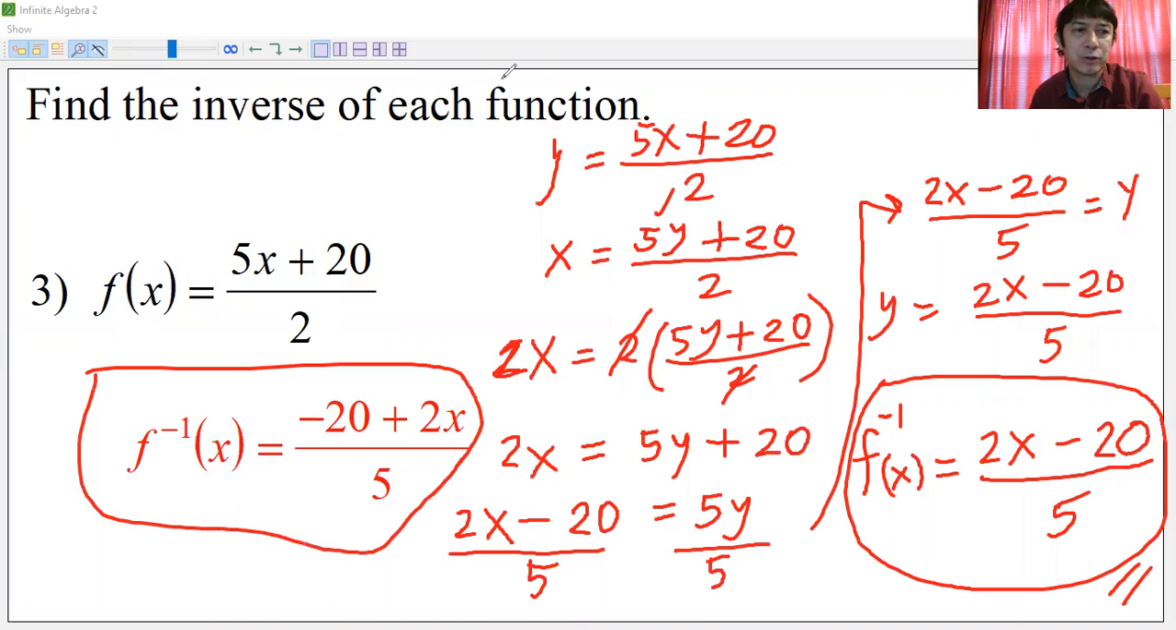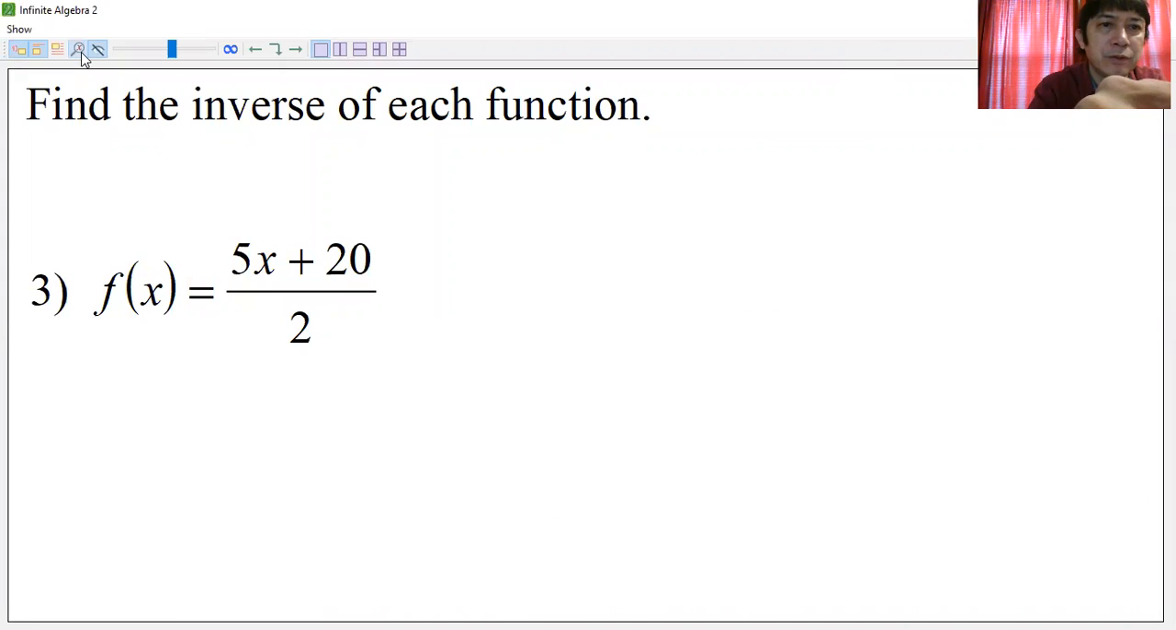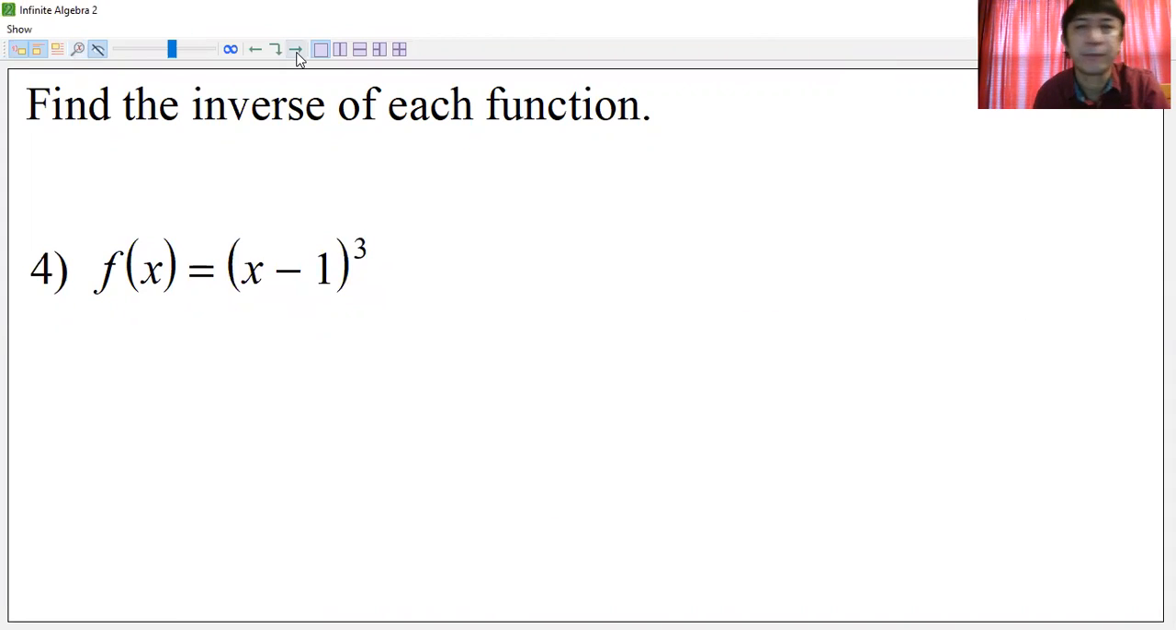Okay, so that should be it. And let's continue with number 4. Let me clear number 3. Let's remove the answer. Okay, here's number 4. The given is f of x equals the quantity x minus 1 raised to the power 3. So find the inverse of this function.